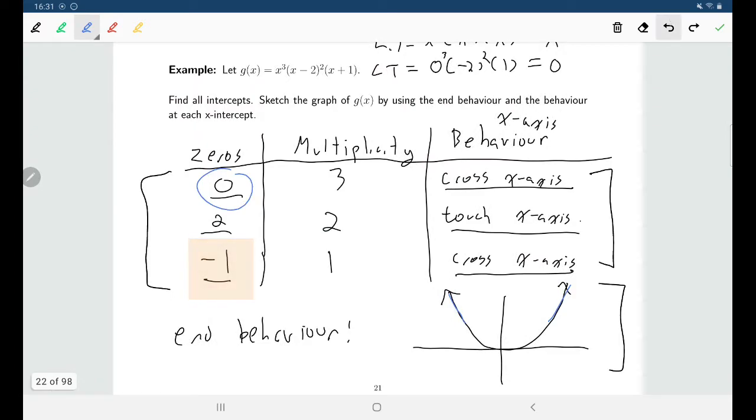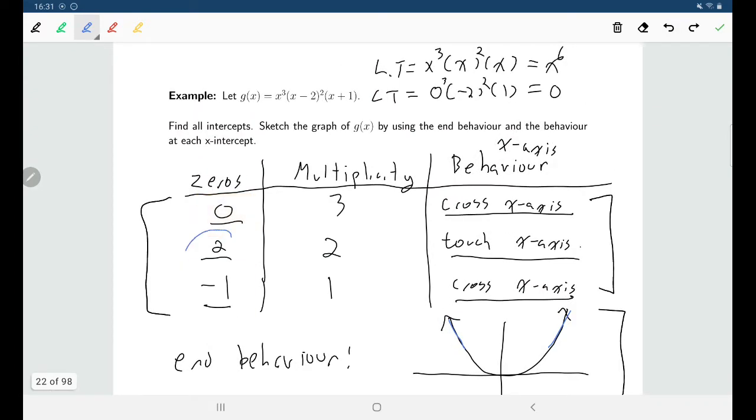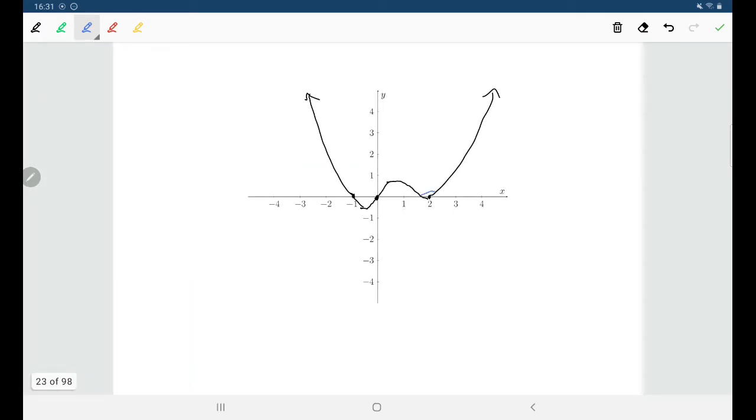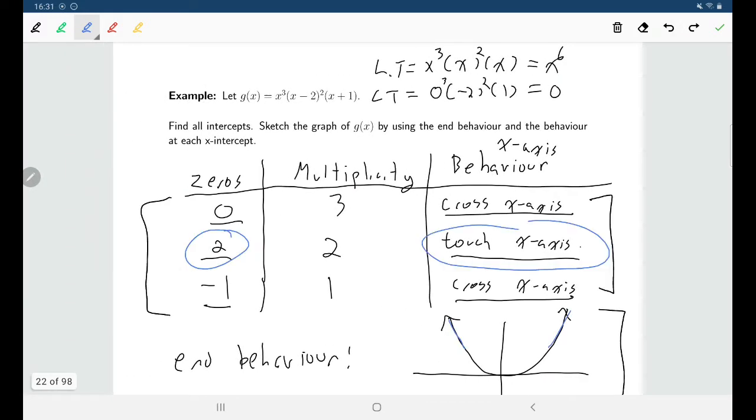The other thing that I would have to have is that I'm supposed to touch the x-axis when x is 2. And we can see that when x is 2, yep, I touched the x-axis, I didn't cross it. So that means that I have fit in all of the clues. I have all of the zeros with the right end behavior and the right behavior at the x-axis at those zeros. So in other words, I have graphed g of x.